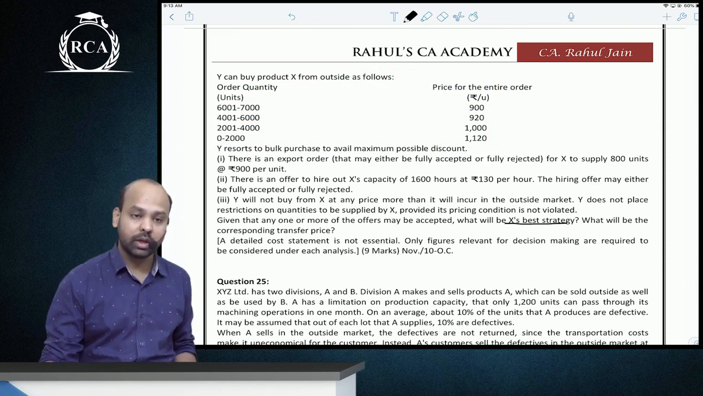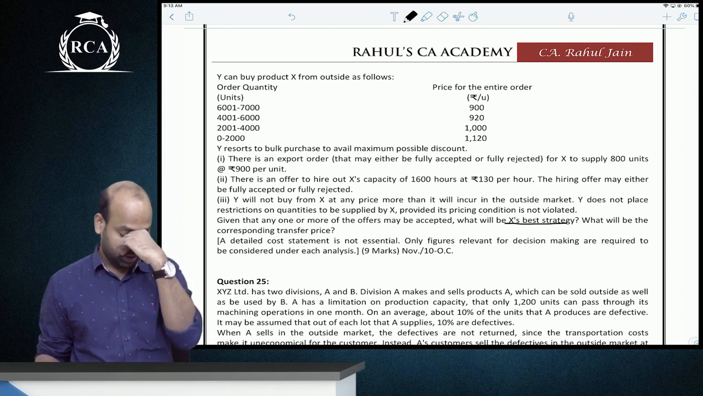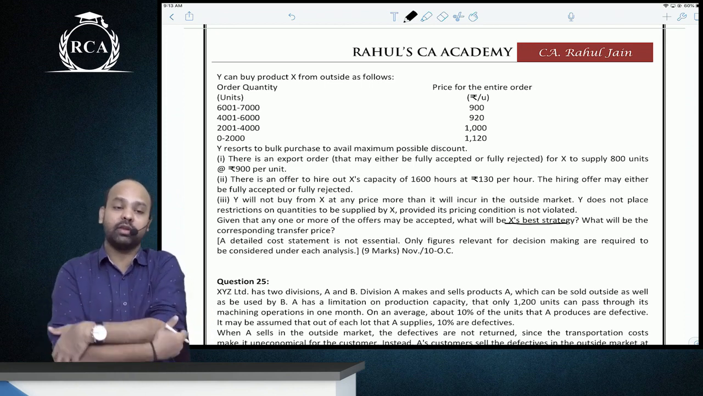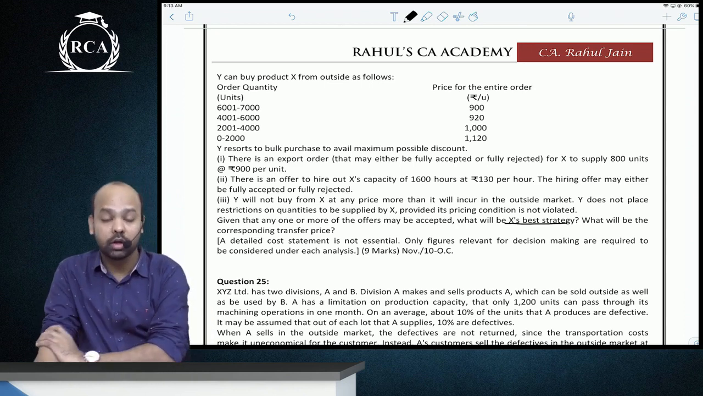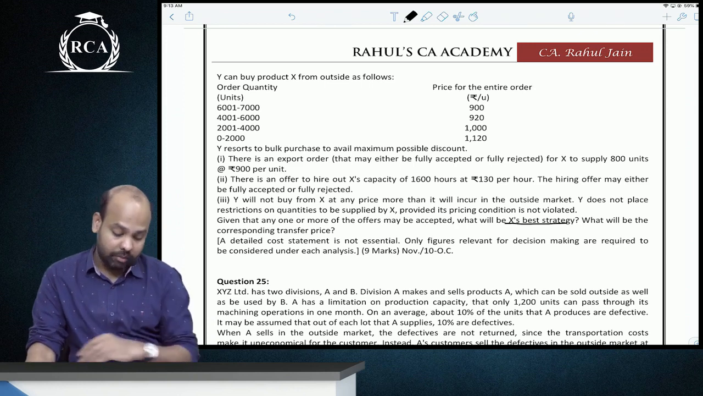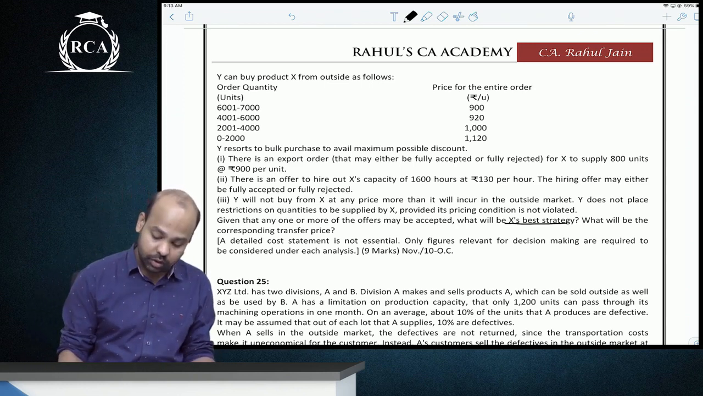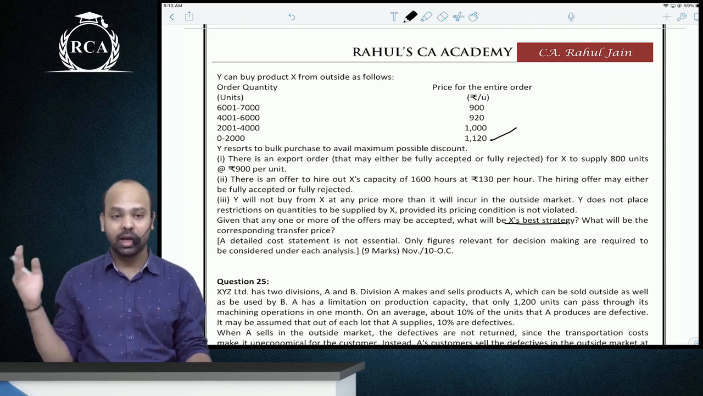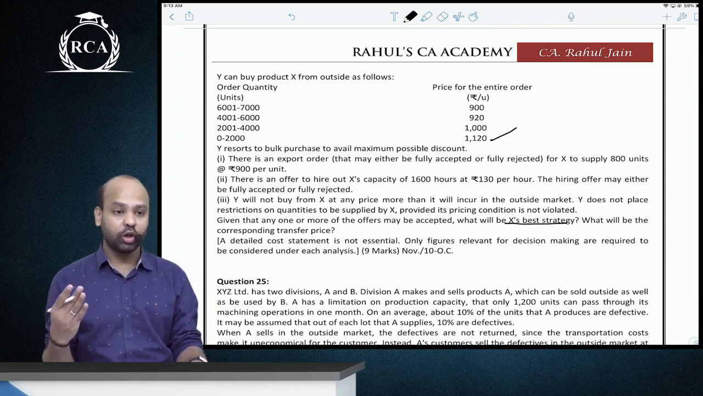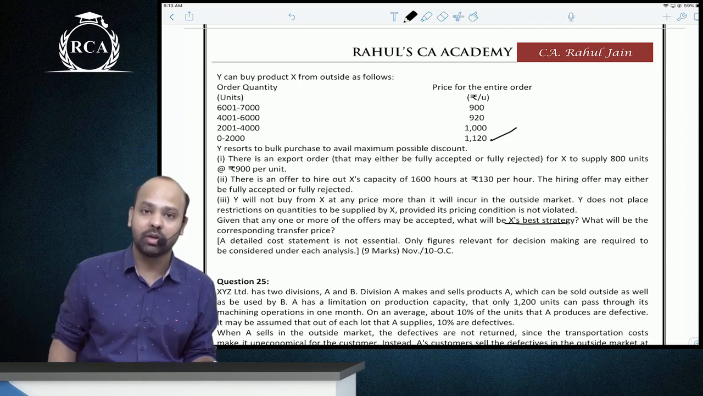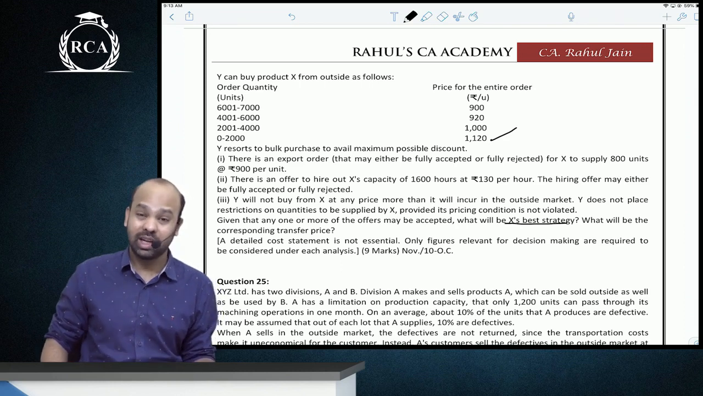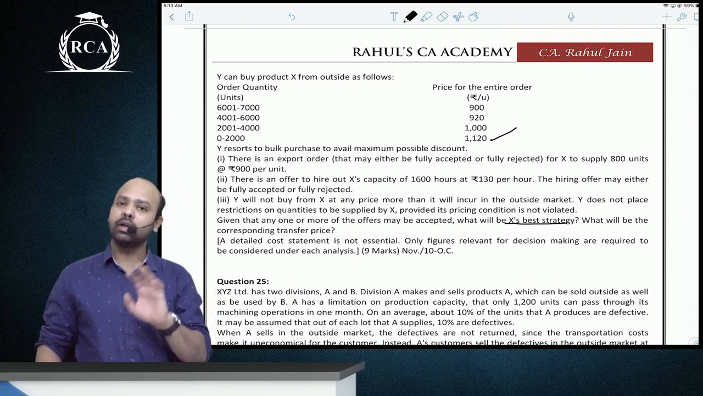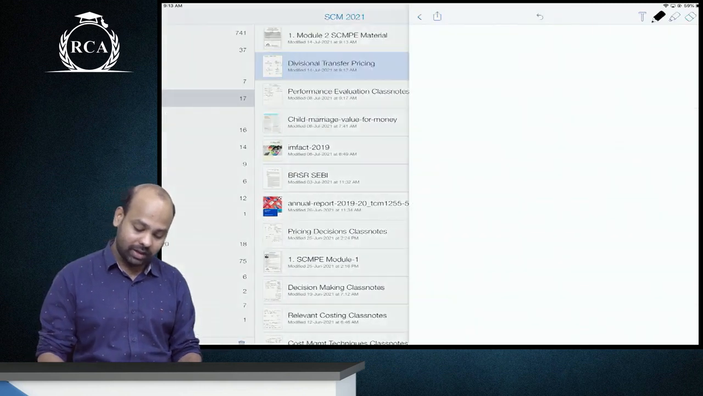What usually happens, beta, is that a lot of students go wrong in computation of internal transfer price. They think that if you are transferring 2,000 units, you will transfer at 1,120 rupees. Is he a fool, beta, that he would give you 1,120 rupees for 2,000 units? Lesser the units transferred, higher the transfer price. Who teaches this, beta? Nothing like that, guys. Please understand.